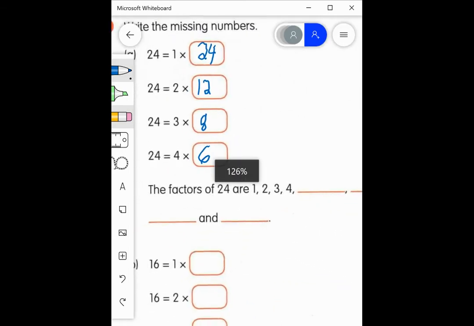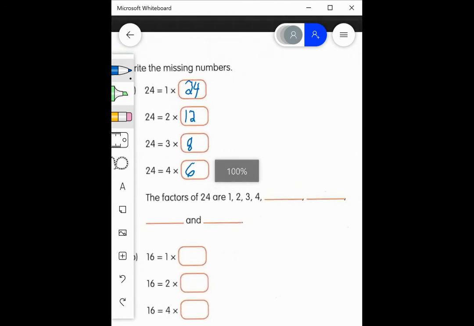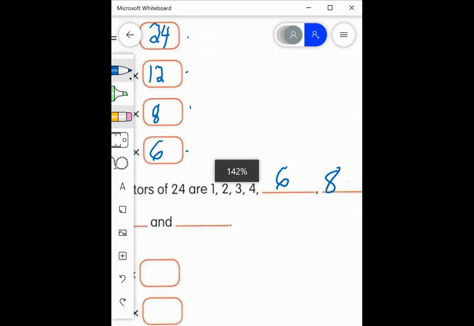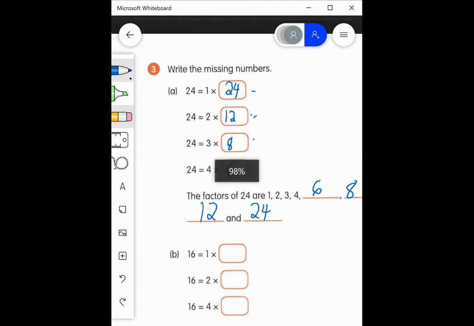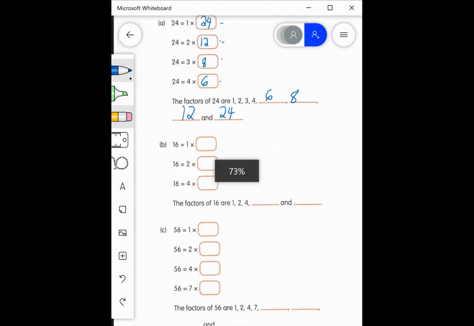We have the factors of 24 are 1, 2, 3, 4, and we need to find the missing ones from that list. What didn't they include? Those are the numbers we need to put in. So we should say 6, 8, and then on down we should say 12 and 24. Okay, so 12 and 24. There we go. We got that section done. So it's 6, 8, 12, and 24 are the missing factors there.